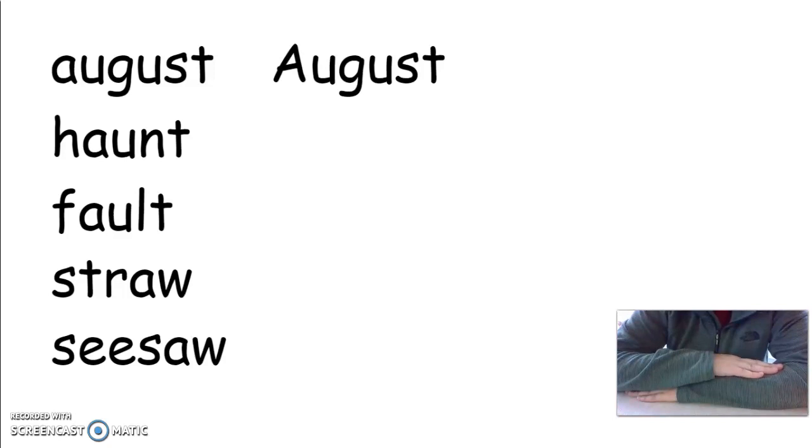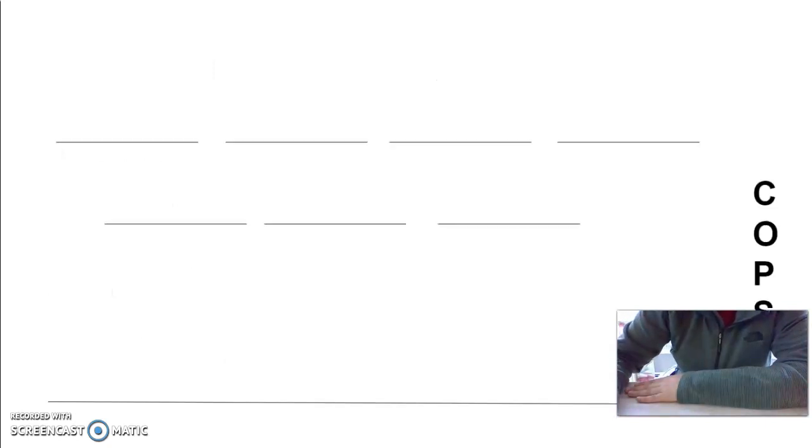Very good job, friends. So let's read these words together down the list. We have the words starting from the top: August, haunt, fault, straw, and seesaw. Good job. Okay, we have a sentence now that we're going to work on together.